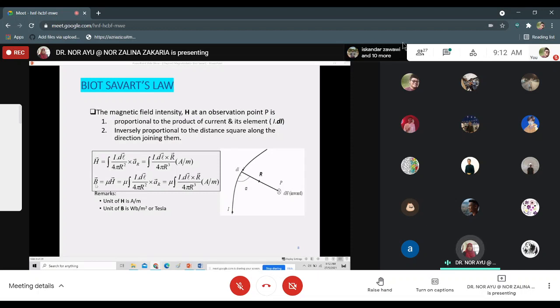But B is the flux density. So B is equal to mu H. So it is equal to mu times the integration of I dl cross aR divided by 4 pi R squared, equal to mu times I dl cross R divided by 4 pi R cubed. The unit for H, the magnetic field intensity, is amperes per meter, and the unit for the flux density is Weber per meter squared, or Tesla.